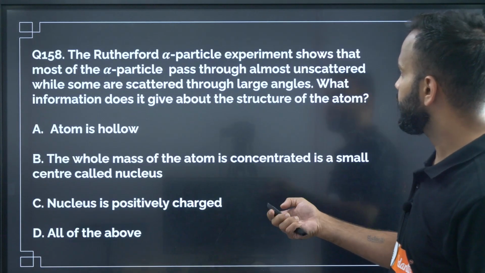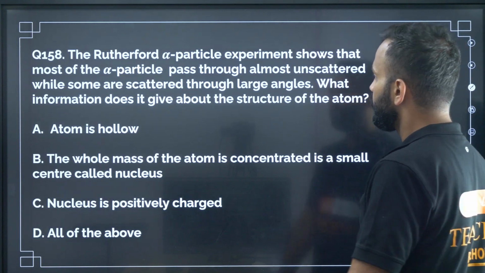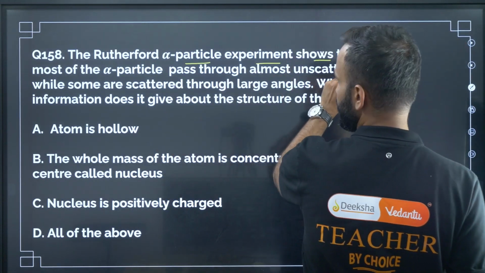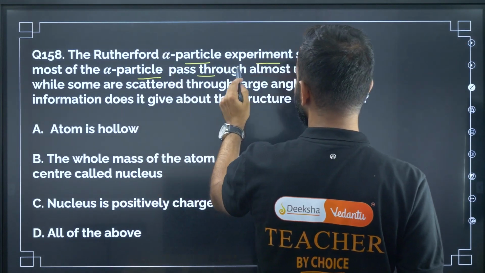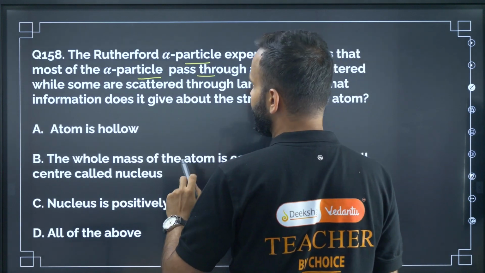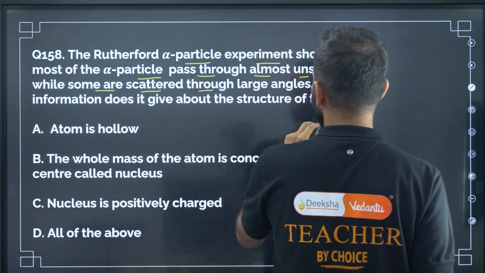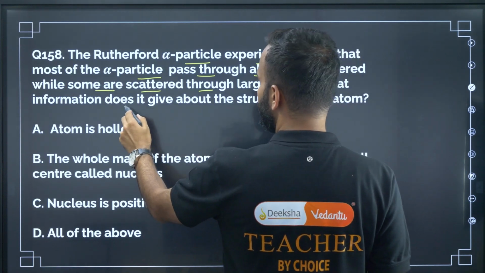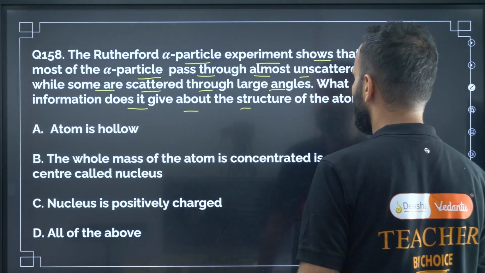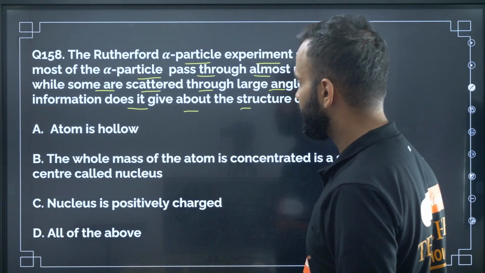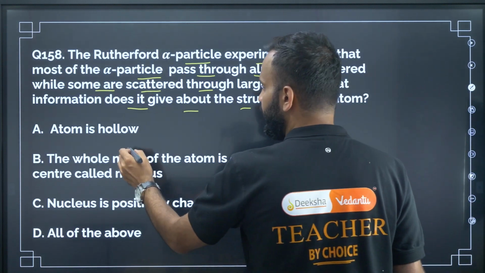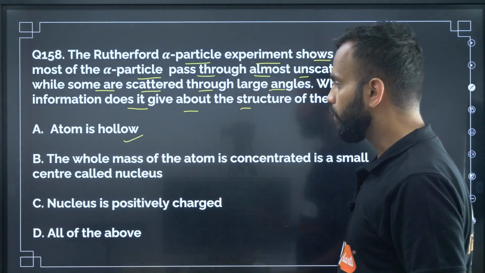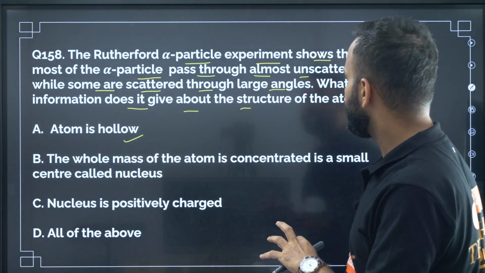Next question. Question number 158. The Rutherford alpha particle experiment shows that most of the alpha particles pass through almost unscattered, while some are scattered through large angles. What information does it give about the structure of the atom? Let's look at each option. Option A, atom is hollow. This is correct, right?